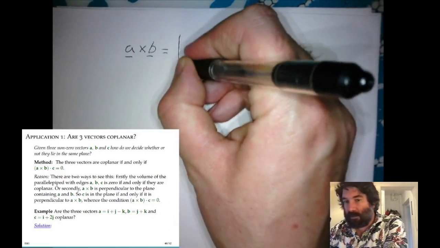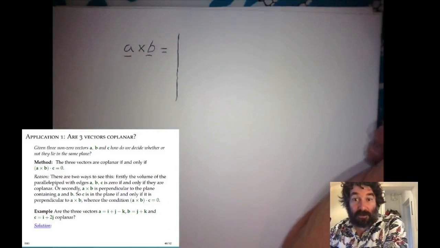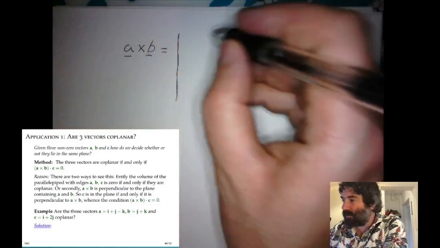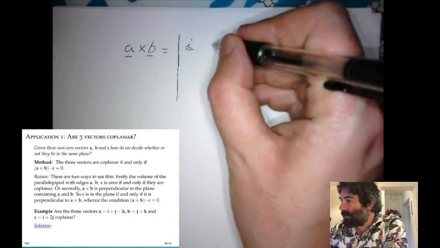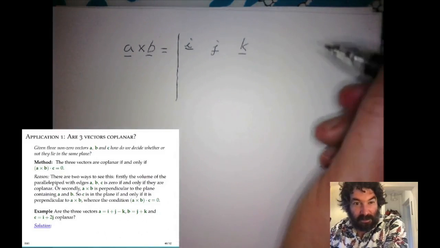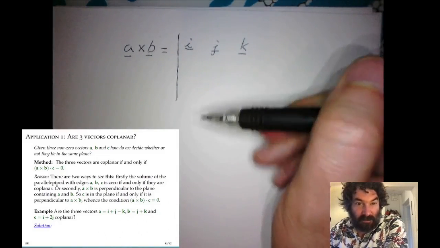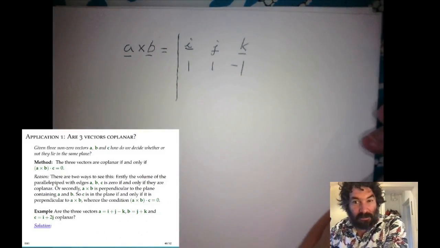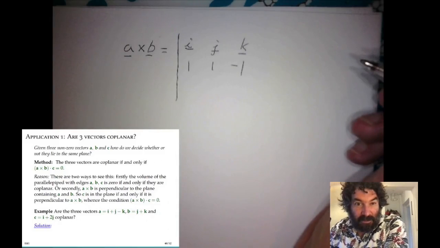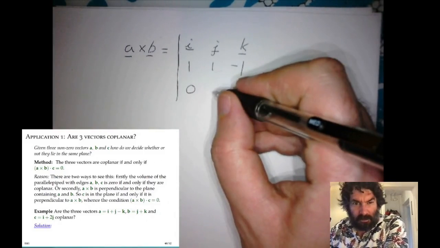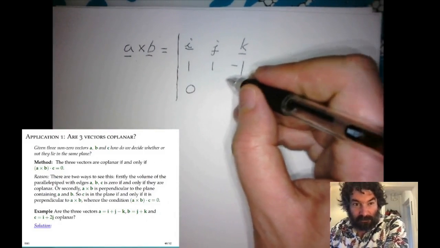We'll do this using the same method that I introduced in the last video with the determinant of a matrix. So we write this matrix with I, J, and K along the top row, and then the entries of A in the second row, which are 1, 1, and -1, as you can see in the slide there. And then the entries of B are 0, 1, and 1.